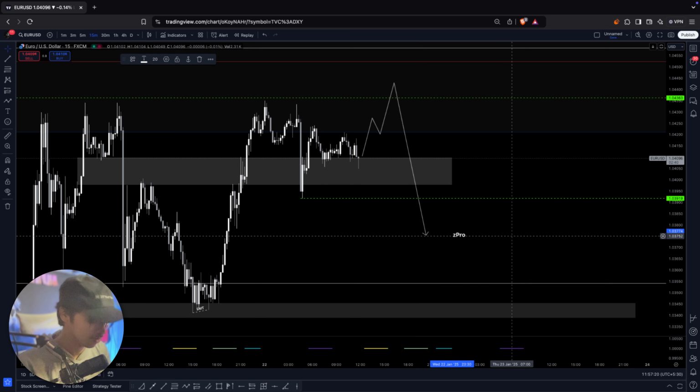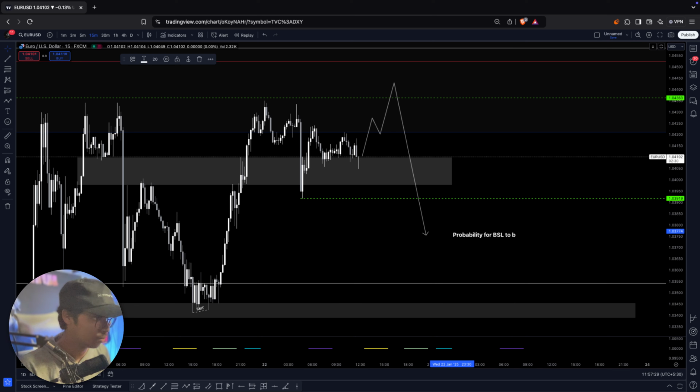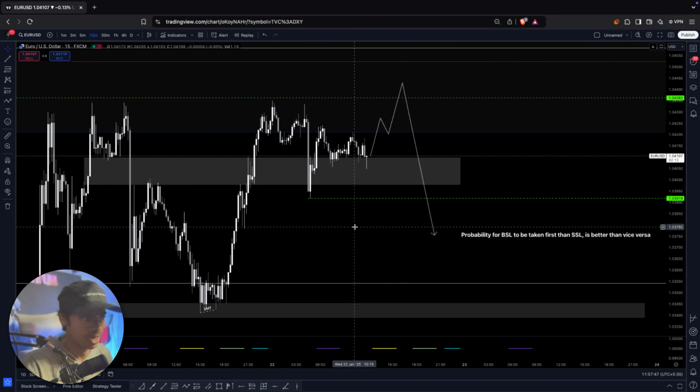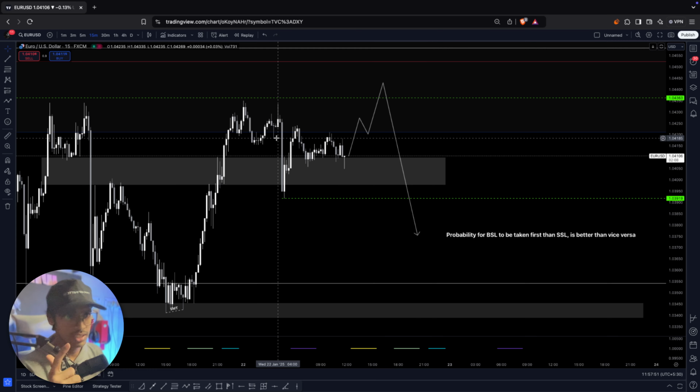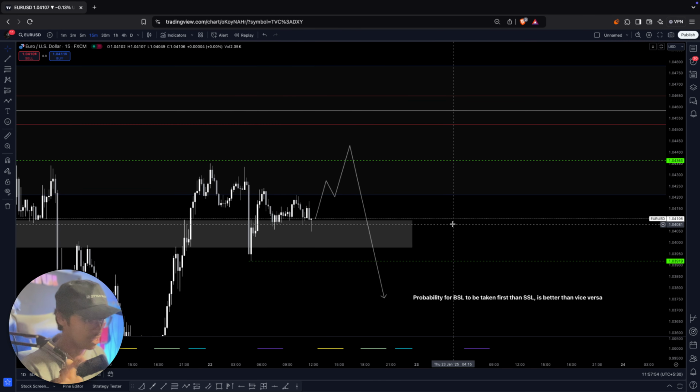So the probability for BSL to be taken first, then SSL, is better than vice versa. I just write these things and mark these points to see what is actually happening in the market, what has happened versus what I anticipated according to my views. So this is the view for EURUSD. Price should go up, then I should anticipate it to go down.